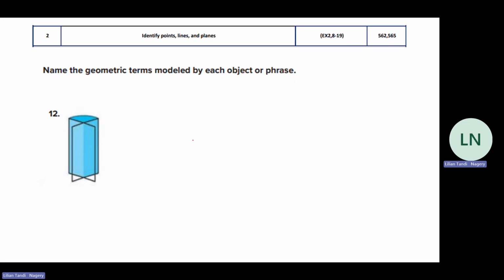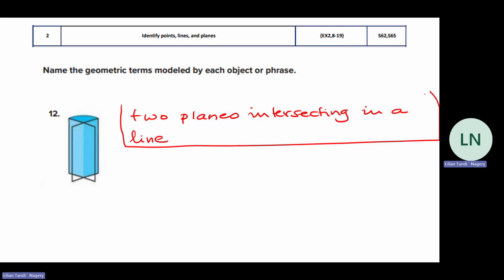Okay. Question 12. You have this part and this part are crossing. So if anything is crossing, it is intersecting. So what is intersecting? Two planes intersecting in a line. So that is how you answer this part. So this is your answer. So here is the line of intersection. Do you see that? That's the line of intersection. Okay.